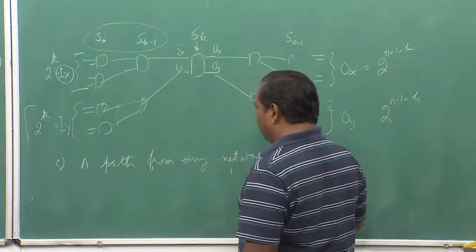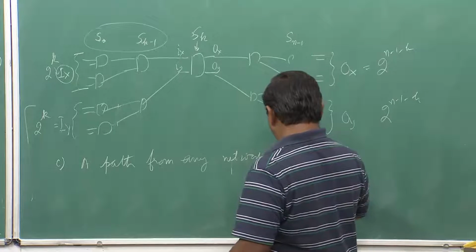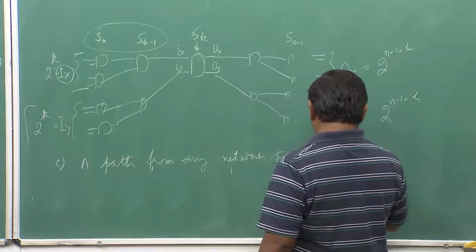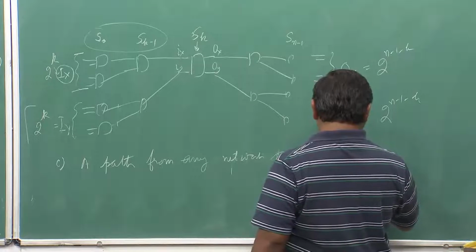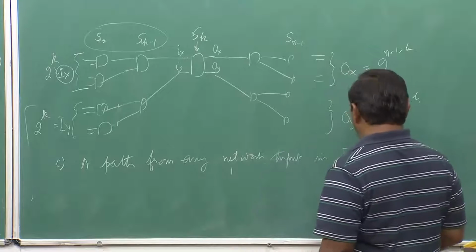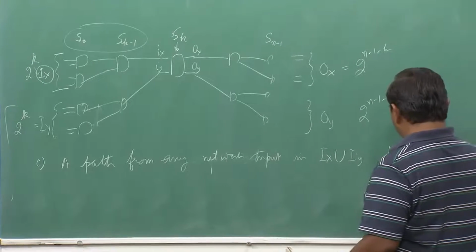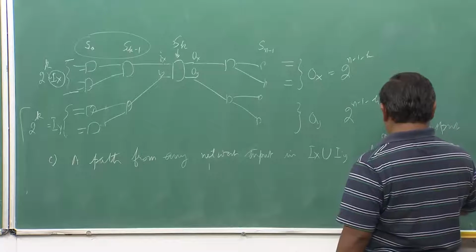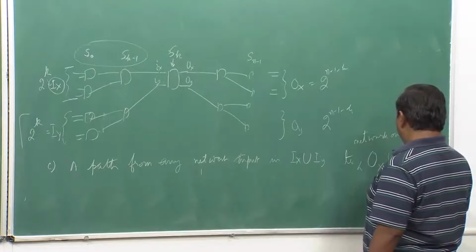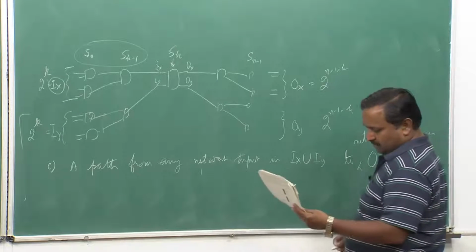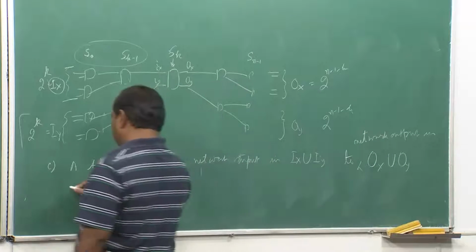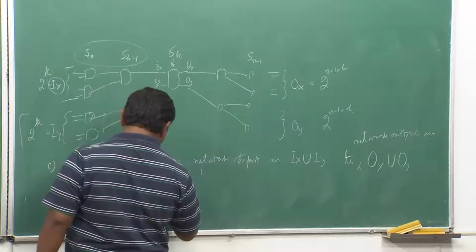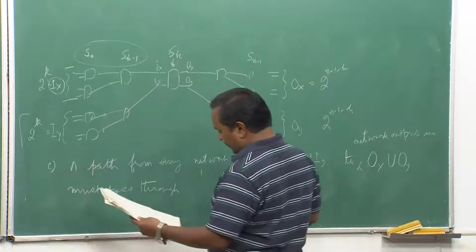So, a path from any network input in the union of Ix union Iy to a network output in Ox union Oy must pass through switch M.